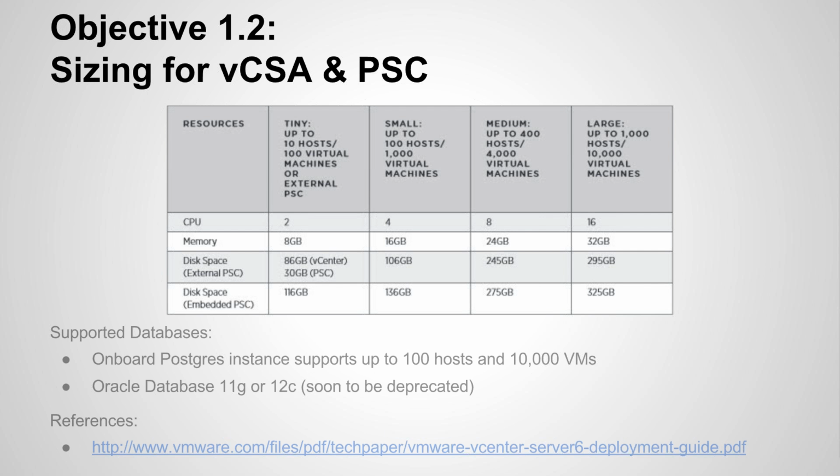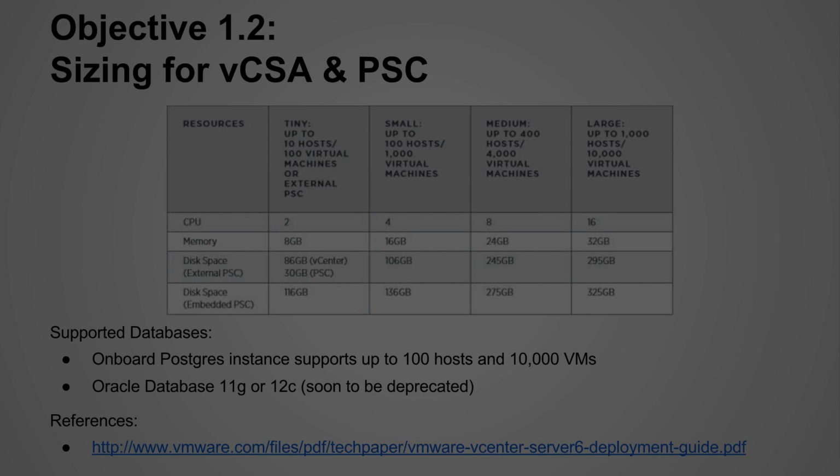Small kicks it a little bit up to 140 gigs. Medium takes a big jump up to 275 gigs. And then large finishes out right around 325. And while I'm saying that it's generally going to be Postgres, the VCSA still supports your Oracle 11g or 12c databases. However, it should be noted that that's going to be deprecated in future versions.